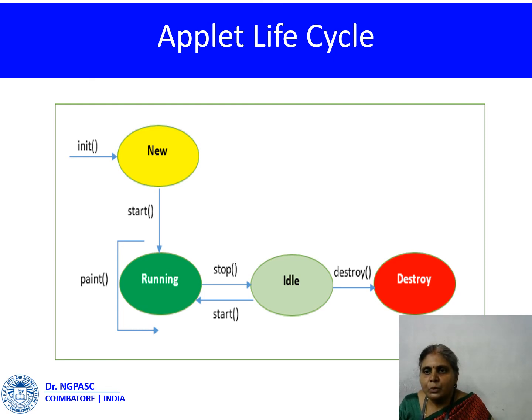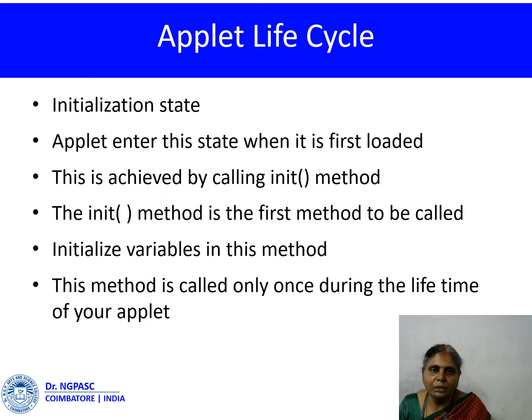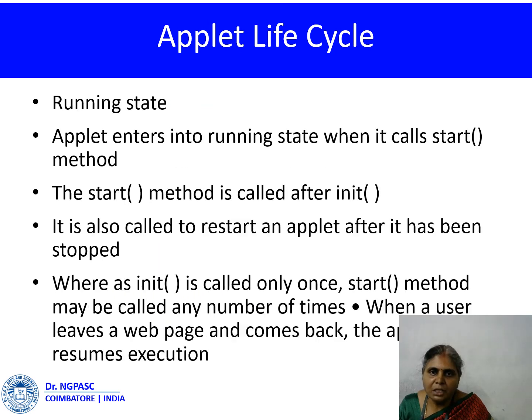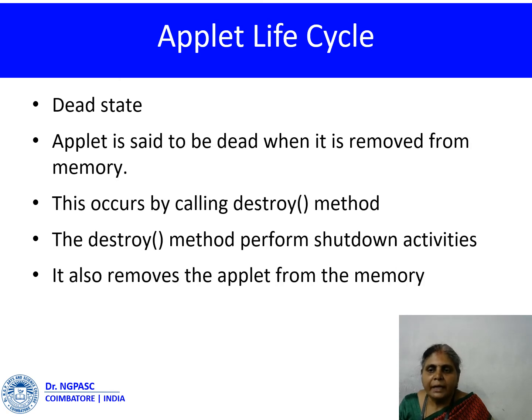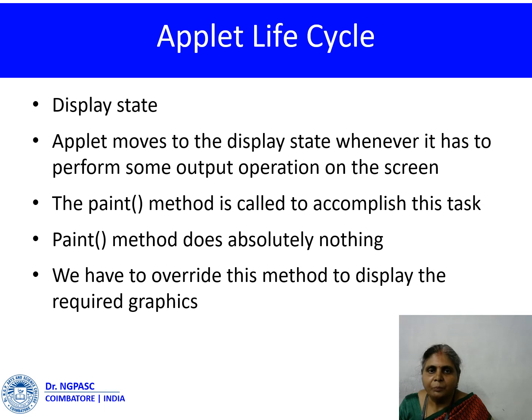So this is the life cycle of an applet. Init method for initialization purpose. Running is nothing but executing the paint by calling a start method. Idle state is when it is running, it is possible for you to stop so that it will become idle using a stop method. At any time, whether in running or in idle, you can make the applet come to an end by a destroy method. Display method is nothing but your paint method, which will always be active when the applet is running.